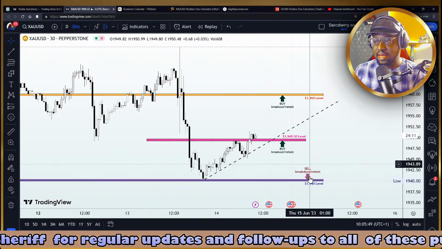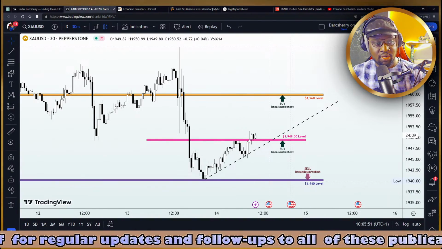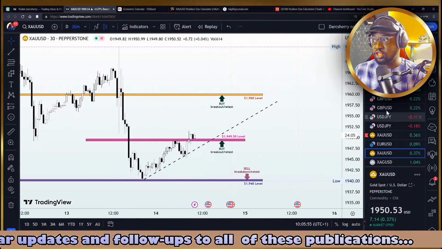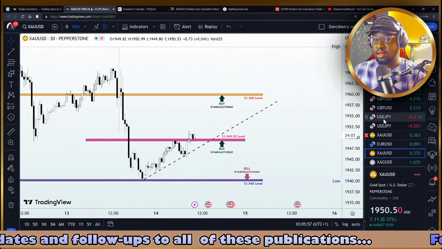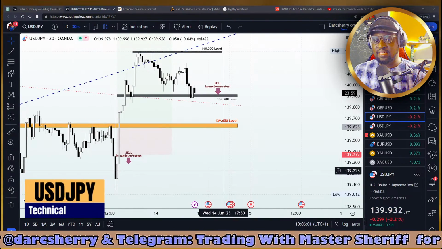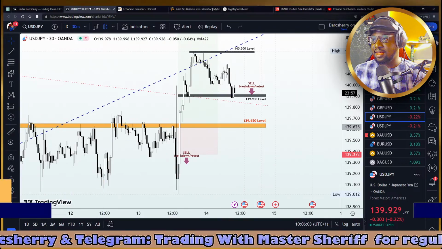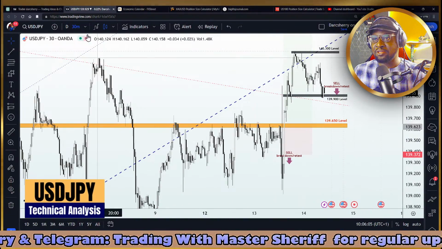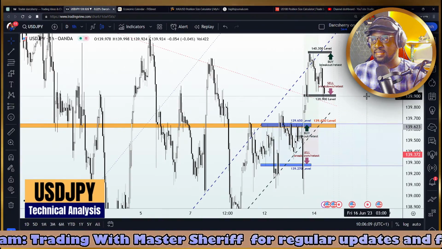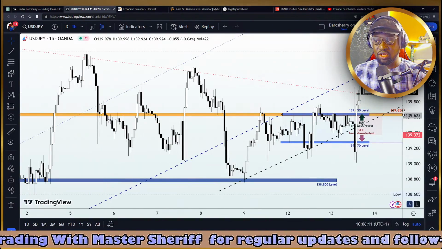So with that being said, we shall be moving right into the last pair for today, which is the USDJPY. On the USDJPY, we really have not seen a huge traction that will give us a significant amount of profit on this instrument for this week so far.